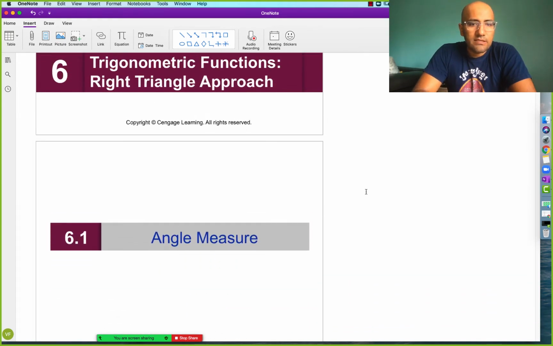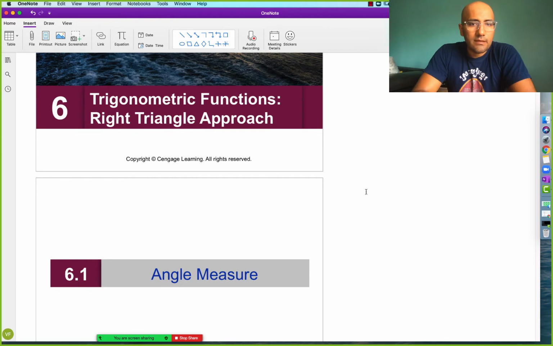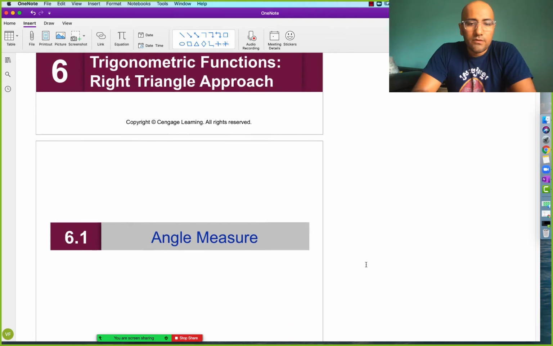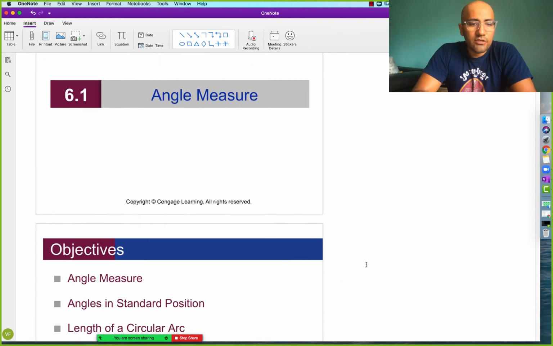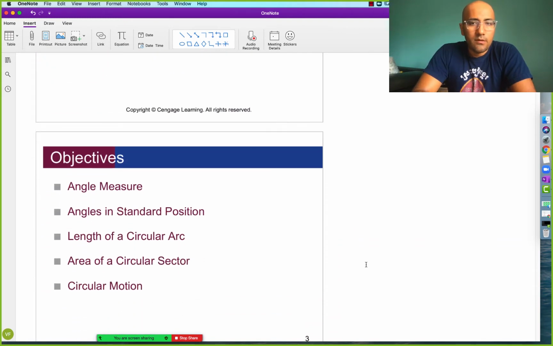Okay, chapter 6, section 1. It's the right triangle approach to introducing what the field of trigonometry is. Okay, so it should be a very simple section. We'll fly right through it, I hope.